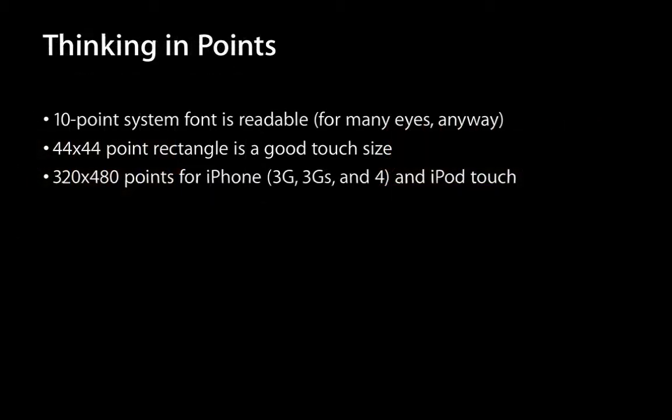But it's really important that instead of thinking in terms of pixels, that we think geometrically. A 10-point system font is the right point size, not 10 pixels. 44 by 44 points is how big you should make your touch areas. When the iPhone 4 came out and we started talking about Retina display, we really stressed this. If you made a touch point that was 22 pixels by 22 pixels, or 44 pixels by 44 pixels, people wouldn't be able to tap it. It would be really hard to get their finger on it. And then, of course, all of the devices that we've shipped, iPhones, iPod Touches, and so forth, are all 320 by 480 points.